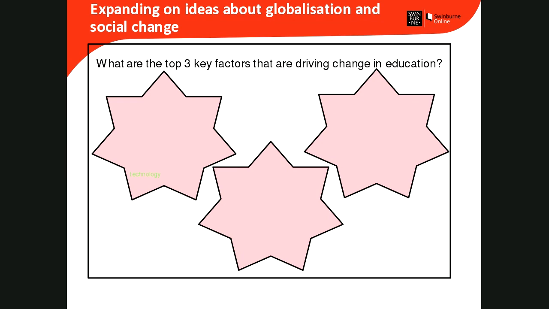Do we have any takers to get started? Oh, yes, we do. Technology. Fantastic. Yeah, and ICT. Competition. It's an interesting one. That's good. Would that come under... I know there was quite a few people who discussed competition as part of globalisation. Okay, yeah, and for the social change, we've got the sustainable education, well done, and cultural diversity.